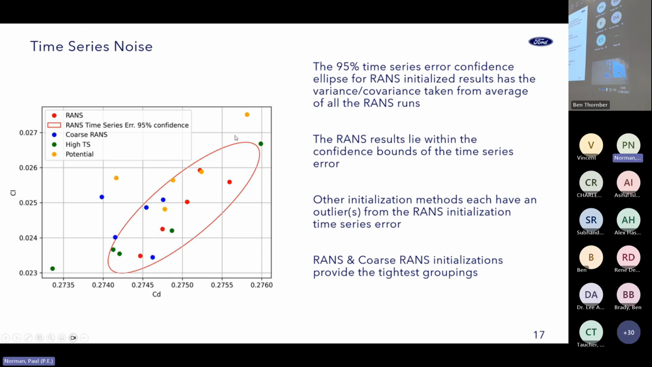Applying this confidence ellipse to the scatter plot on the previous slide, this is a 95% confidence ellipse for the RANS initialized results. So I've taken the average variance from the RANS signals, assuming that those are all the same in covariance, and then taken the ellipse center as the center of all the points. So the first thing to note is the RANS results all lie within the confidence ellipse. So you would say probably what we're seeing there is nothing more than time series noise.